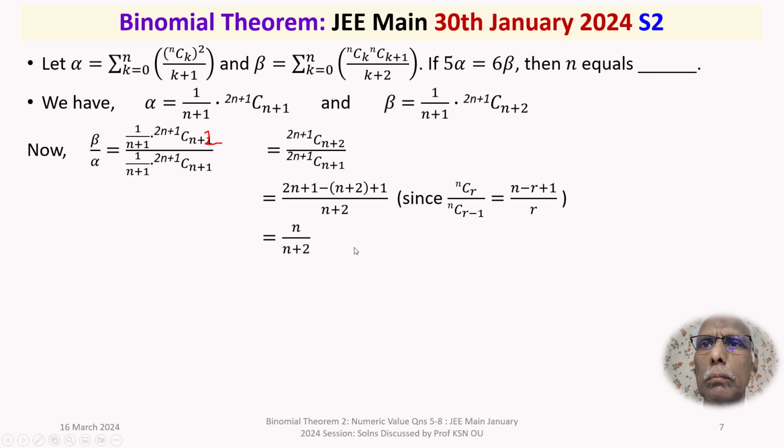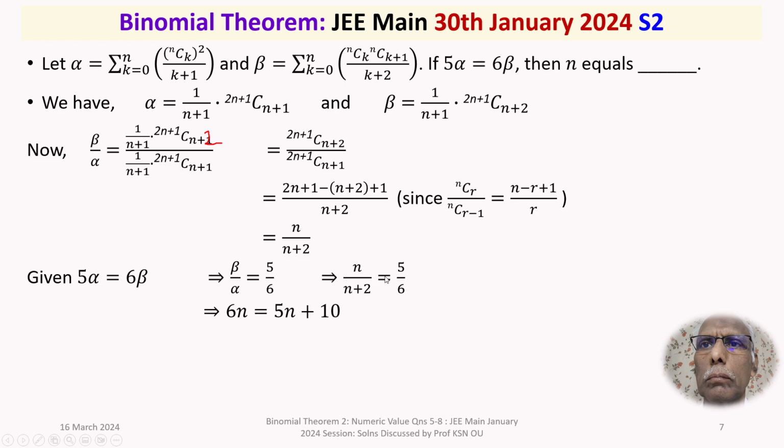But beta by alpha is given to be 5 by 6. Because 5 alpha is equal to 6 beta implies beta by alpha is equal to 5 by 6. That is, n by n plus 2 is 5 by 6. From this you will get the result 6n is equal to 5 times n plus 2, that is 5n plus 10, that is n is equal to 10. So that is the required answer for this question. The answer for this question is 10.